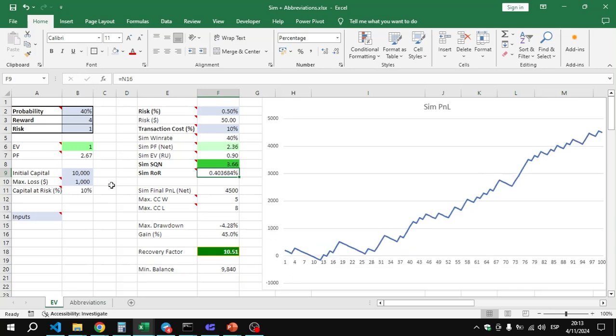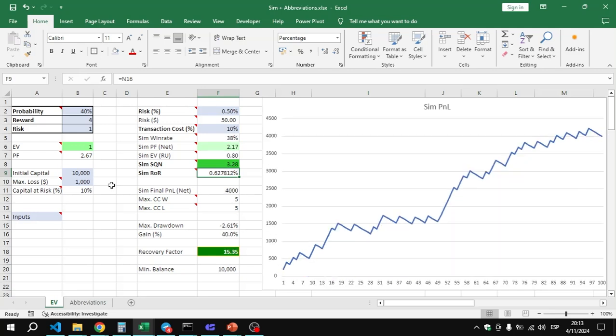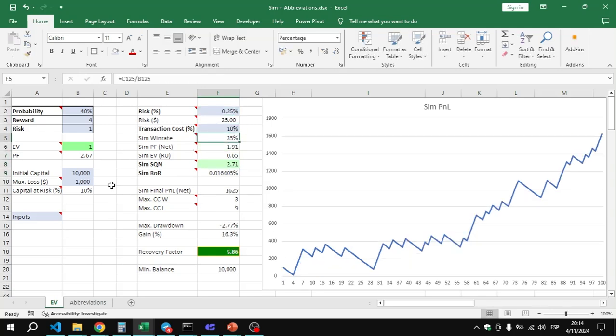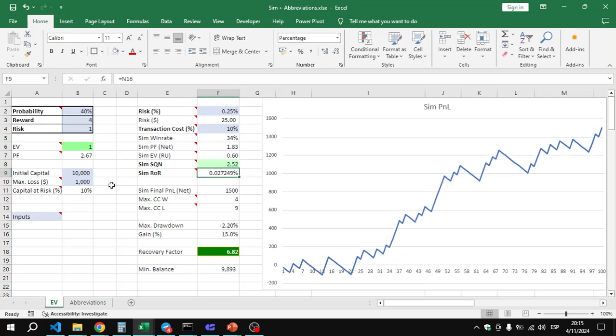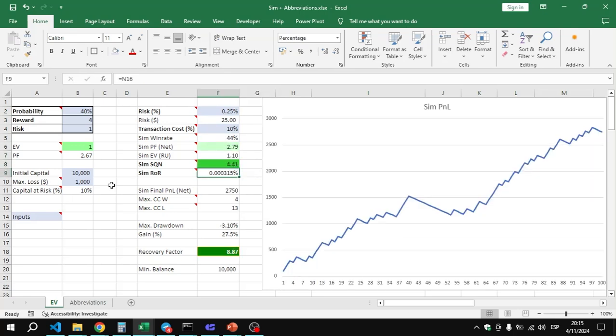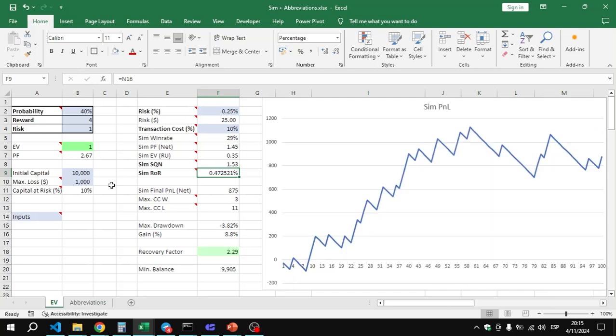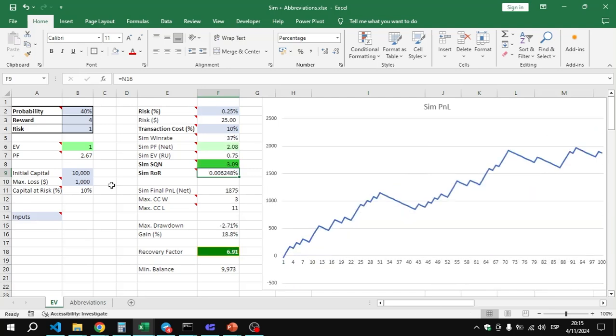Remember that we want to keep these numbers as close to zero as possible, while still being able to achieve our goals, and we're going to get into that in a moment. Let's now try with 0.25% risk per trade. And notice how the risk of ruin is now significantly closer to zero. Now it's going to be way harder to find a simulation where the risk of ruin is higher than 1%.